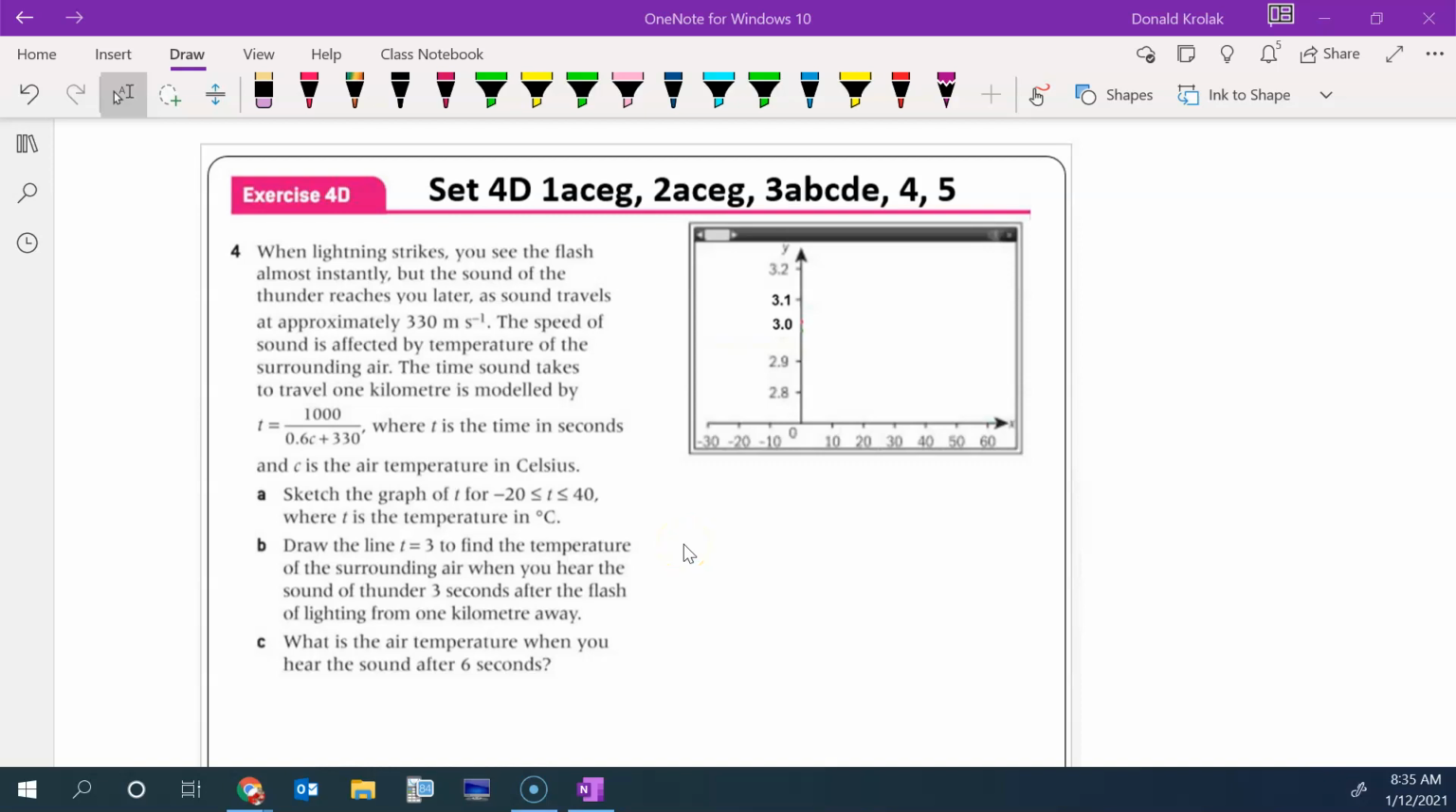It says when lightning strikes, you see the flash. Okay, we've all done this. If you've ever been outside, like practicing, and you see lightning, it used to be we'd count, and if we heard thunder within a certain number of seconds, we had to cancel practice because we didn't want anybody to get struck by lightning. Typically not a good thing to happen.